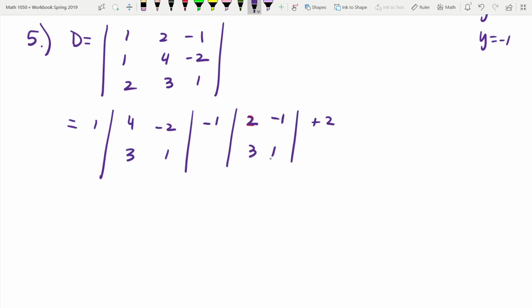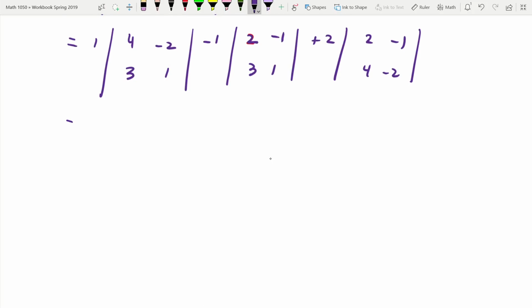I do not change the sign. Get rid of the row, get rid of the column: 2, negative 1, 4, negative 2. Now I do the cross multiply thing.